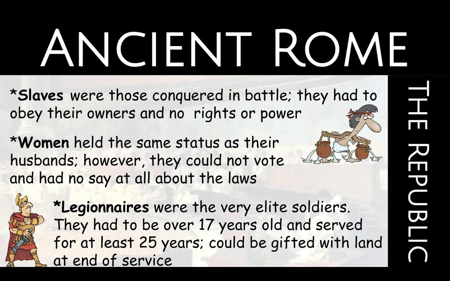The other people who lived in Rome were the legionnaires. They were the very elite top soldiers. They were over 17 years old. They had to have served for at least 25 years in the army. And once they were done with fighting in the Roman army, they could be given land and become landowners.